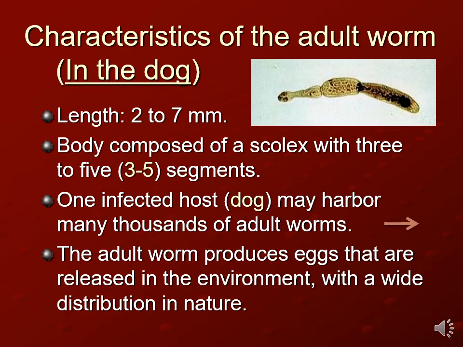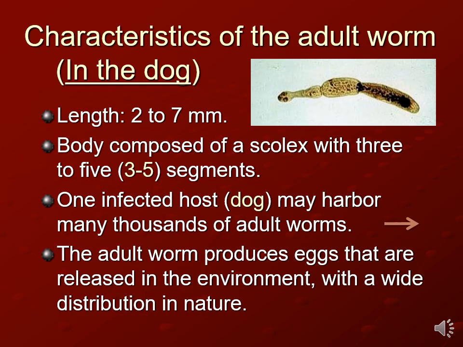Characteristics of the adult worm. The adult worm is 2 to 7 millimeters. I would say generally it's about 1 centimeter in size. The body is composed of a scolex and then 3 to 5 segments. And one infected host or dog may harbor many thousands of adult worms. So it can disseminate a lot of eggs in the environment.